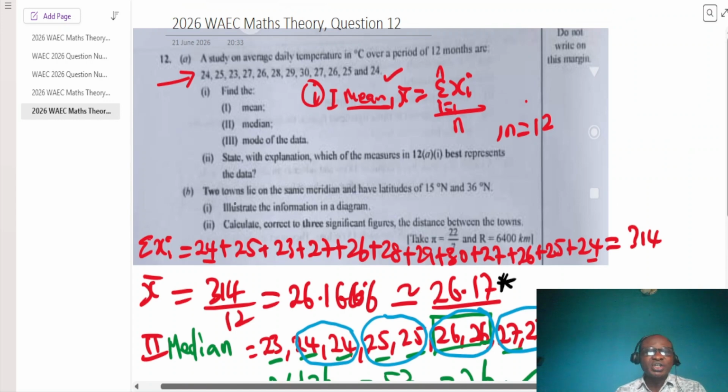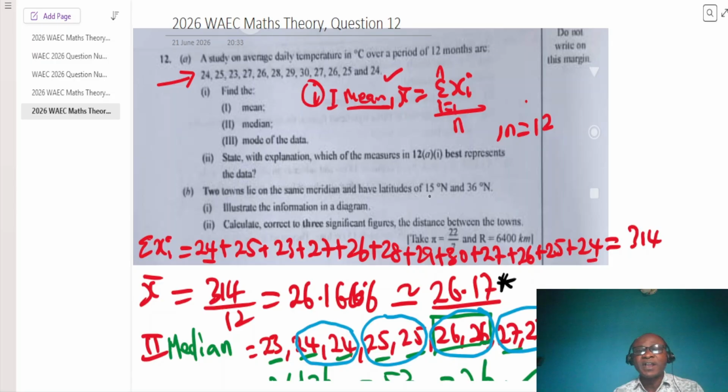Question B says, 2 towns lie on the same meridian and they have latitudes of 15 degrees north and 36 degrees north. Take note of that. Question BI, illustrate the information in a diagram. Question BII, calculate to 3 significant figures the distance between the towns.